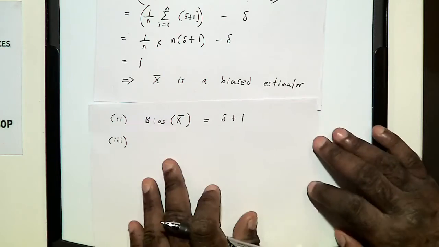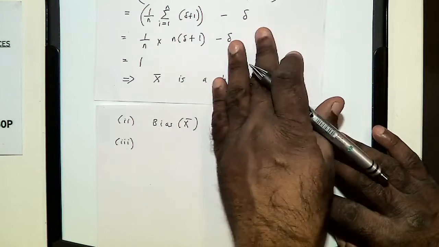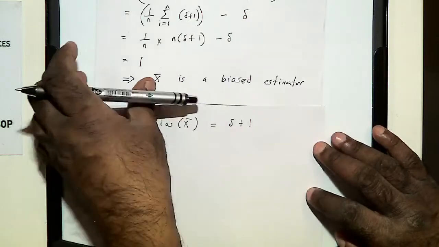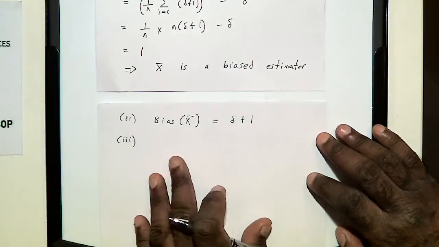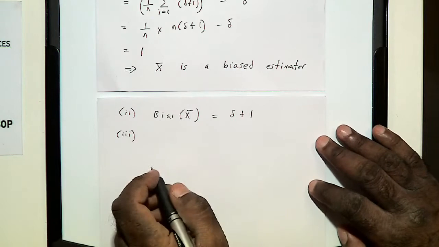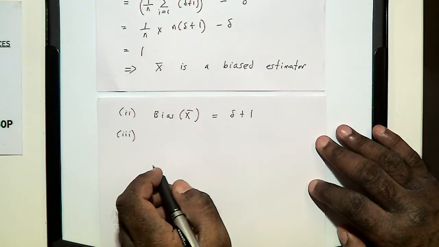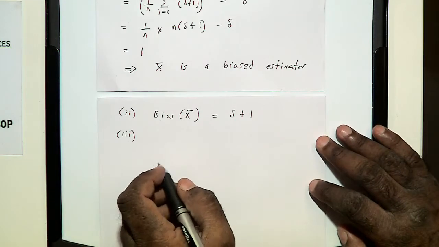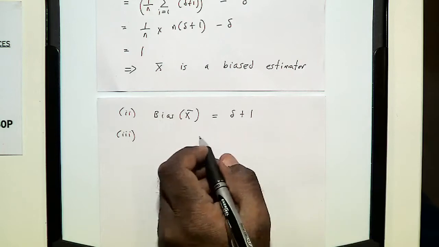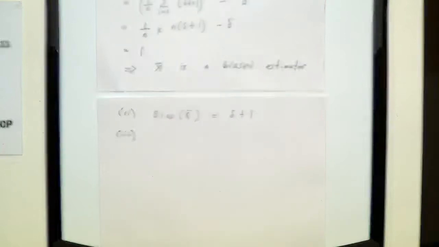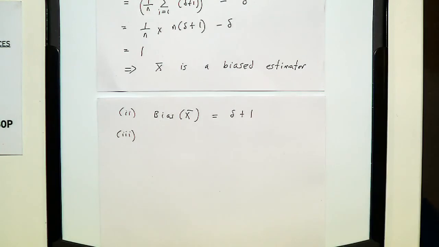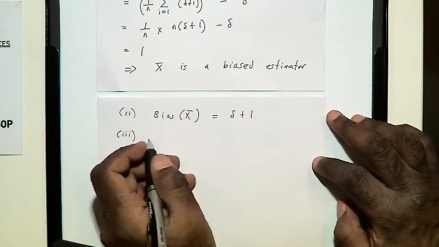So we want the bias to be 0, so delta plus 1 equals 0, and delta equals minus 1. Yeah, but delta is a parameter, and the estimator must be a function of the data only. It should not involve the parameter that you're trying to estimate. Come on, guys, it's not difficult.